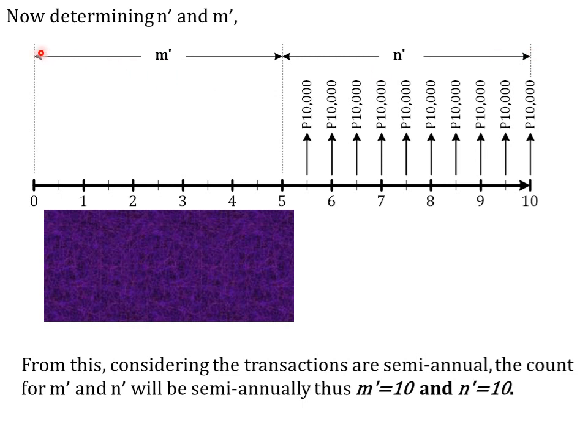So, let's count M prime. So, at the start, you have 0. Again, ang counting na to ani is semi-annual because semi-annual man ang type sa problem. So, you have 0, 1, 2, 3, 4, 5, 6, 7, 8, 9, 10. Okay? M prime is 10. Then, how about N prime? If this will be the start of your N prime, 0, 1, 2, 3, 4, 5, 6, 7, 8, 9, 10. Okay? N prime is also 10. So with this, the count for M prime and N prime will be semi-annually, thus M prime is 10 and N prime is equal to 10 also.